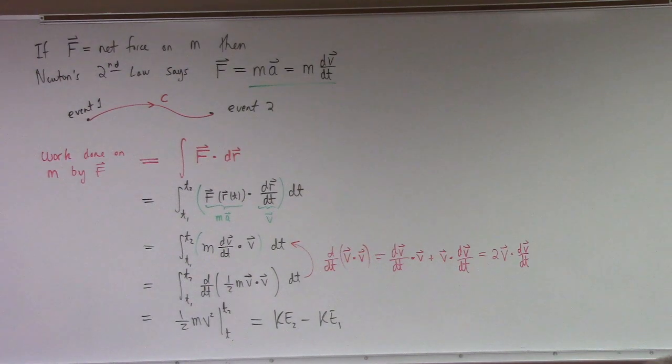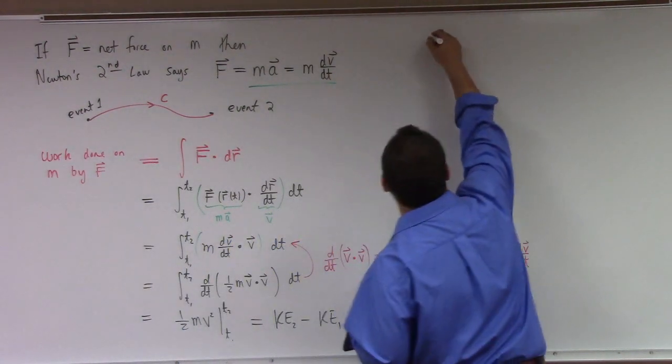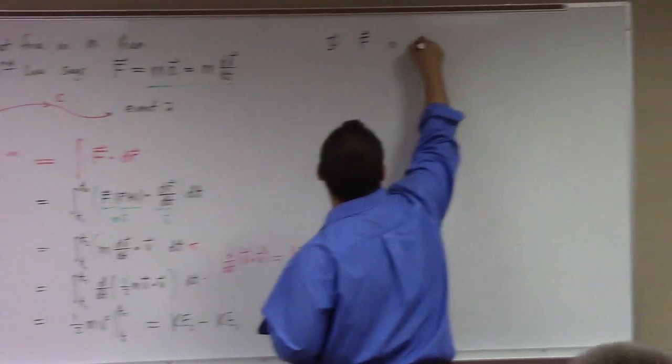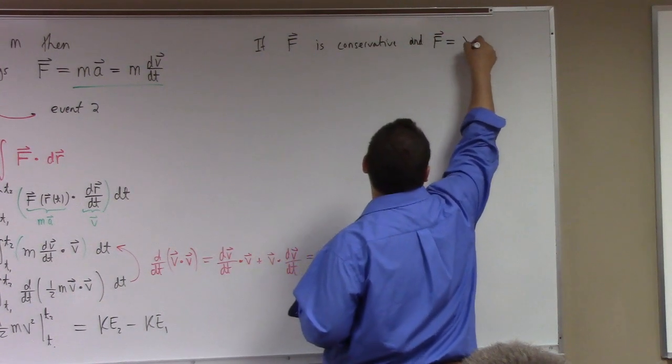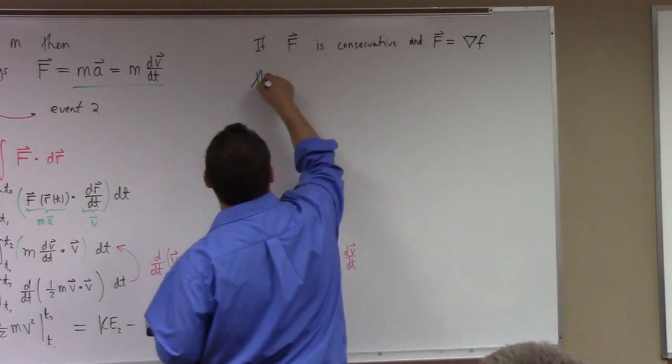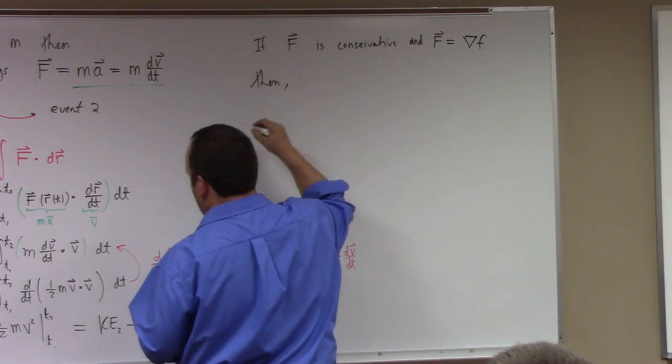What's this theorem called that we just derived? In physics we call this the work-energy theorem, right? It says the change in the kinetic energy is equal to the work done by the net force. This is true for any net force acting on a mass, constant mass. I mean, mass had to be constant here. I did not assume that F was conservative, did I? No, I did not. Now, if F is conservative, right? And F is equal to the gradient of the potential little f, then the work done, we can calculate a different way, right?